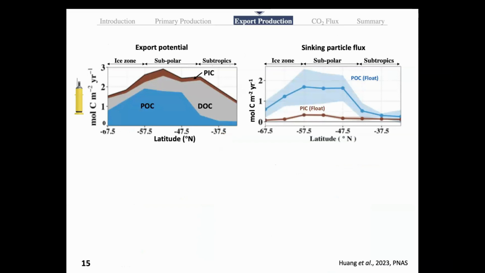But in the low latitude region and the high latitude seasonal ice zone, there is an increasing fraction of the DOC component. Another very interesting result is in the subpolar region. We also observe elevated PIC production there.